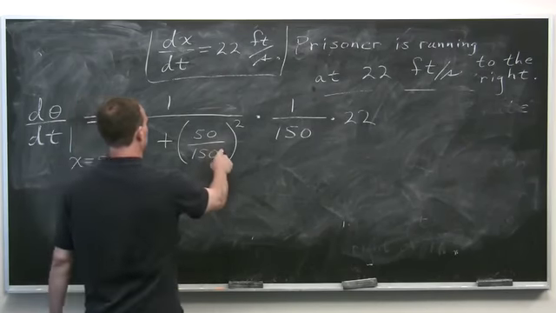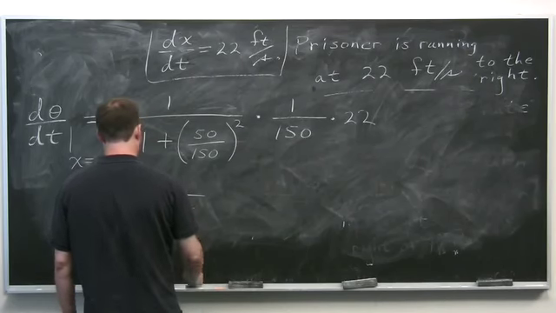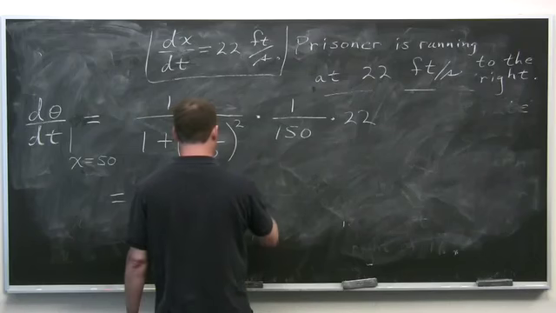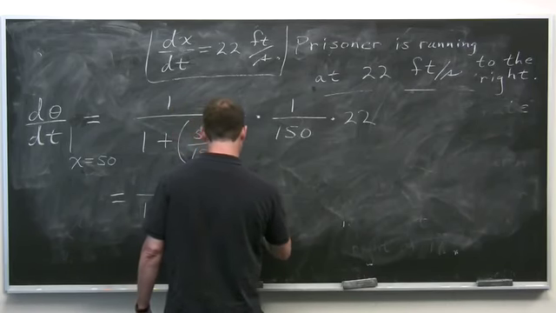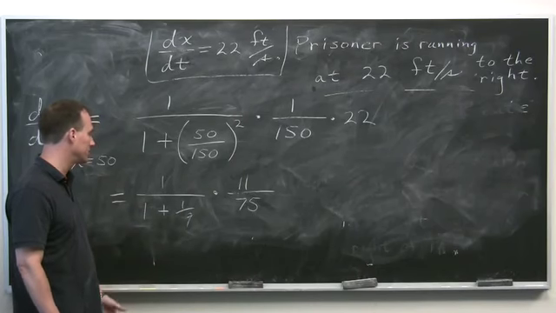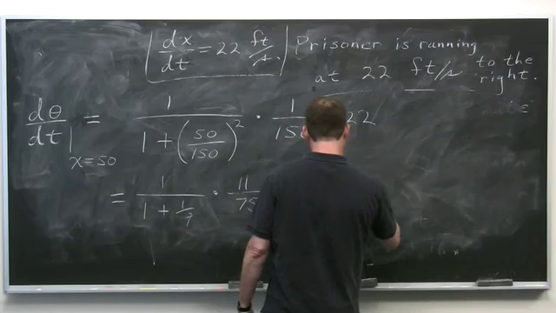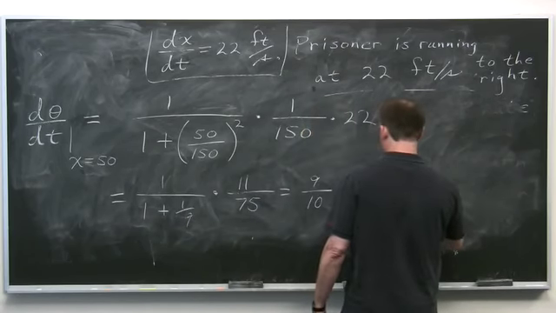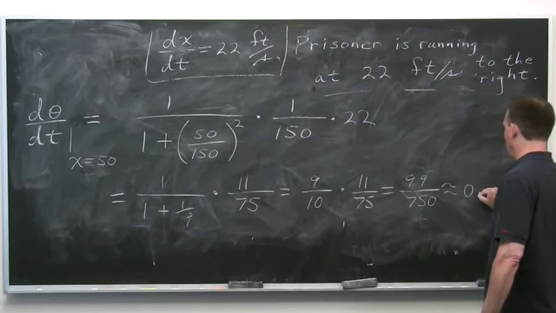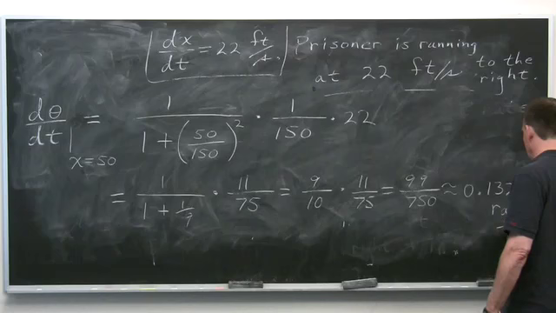So what do we get? Well, this is just a third squared, so this is 1 over 1 plus a ninth, times, well, 22 over 150, you can write that as 11/75. This is 9 ninths plus 1 ninth, that's 10 ninths. 1 over 10 ninths is 9 tenths. So we get 9 tenths of 11/75, so we get 99 over 750, which is approximately 0.132 radians per second.